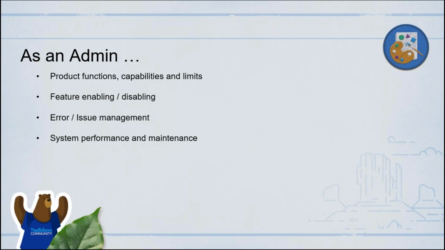How do I enable a particular feature, or how do I disable it? What are the errors or issues that can come? Most of the time, that's what you spend time on. People would come to you with complaints like, hey, this is not working, can you fix it? You're the admin, right? So you need to know what the different errors are that can occur and how to fix them. And then definitely system performance and maintenance. These are some of the areas that you need to know as an admin. So whenever you read a topic, make sure you look at those topics in this view.